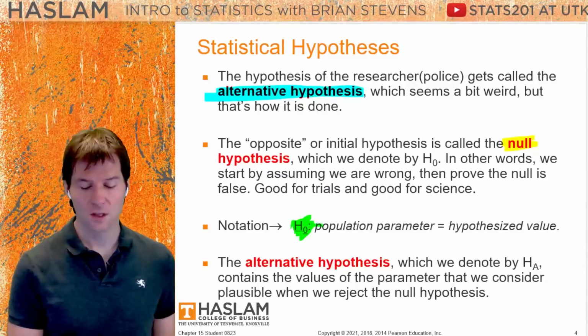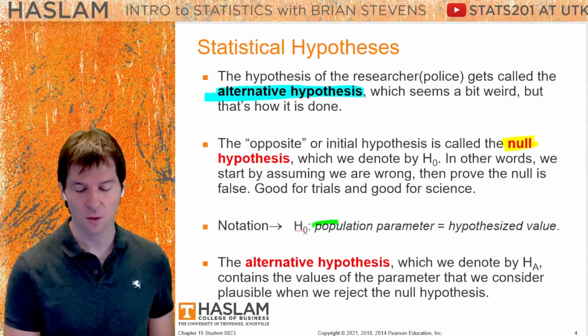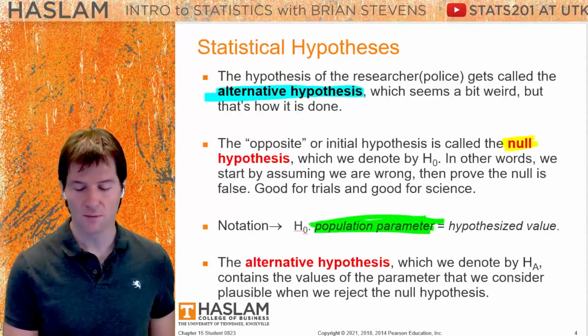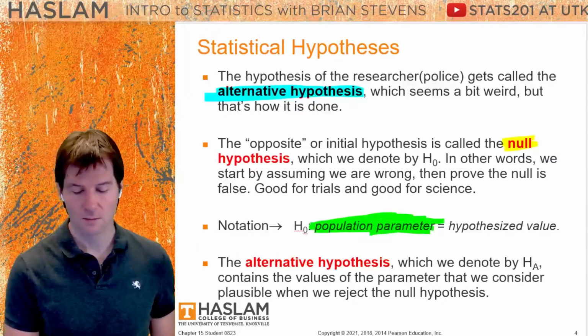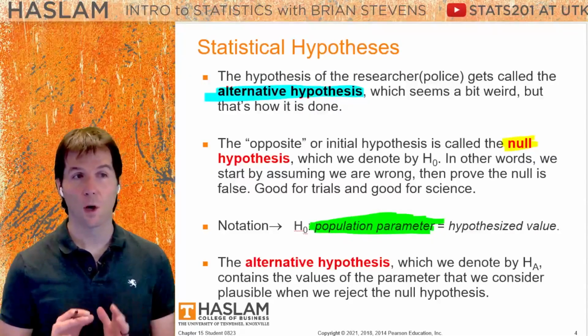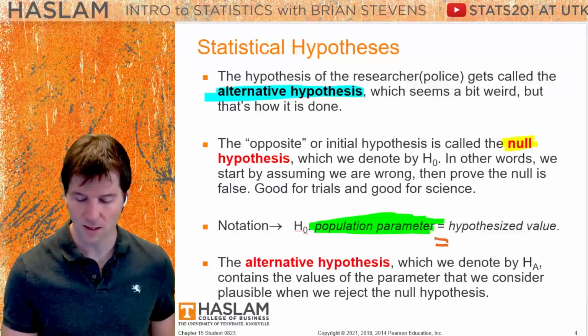Now, I know it's crazy to believe to start that some hypothesized value is currently equal to something. But that's just an initial belief. We don't need any evidence for it. It's just what we believe. The null needs no evidence. And we always use, at least for these first two chapters, an equal sign.